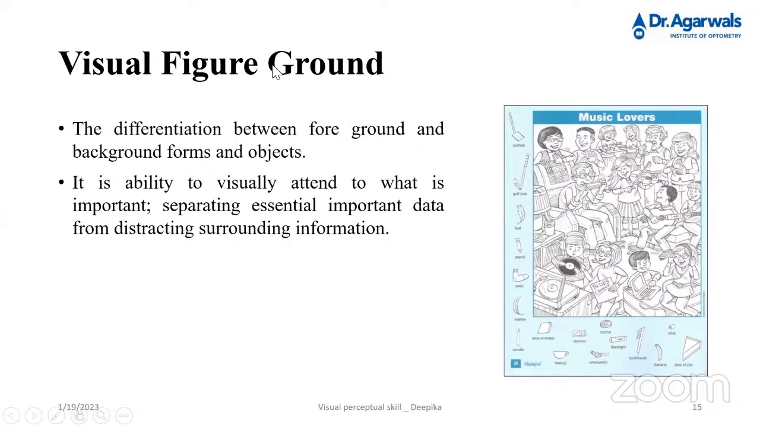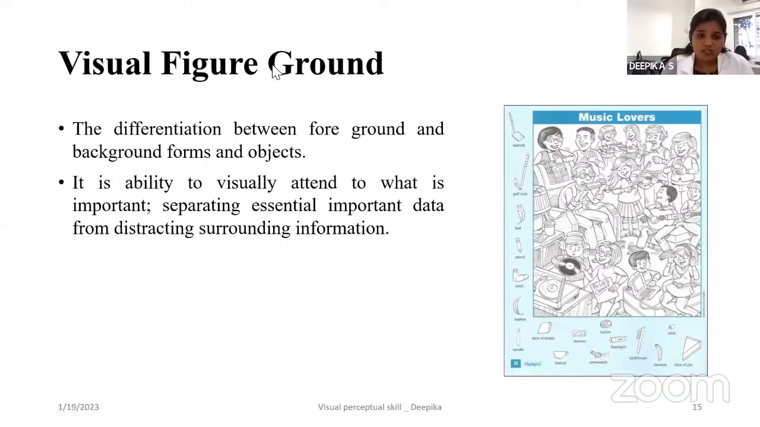Okay. Visual figure ground. It is the differentiation between the foreground and the background forms in objects. It is the ability to visually attend to what is important, separating essential, important data from distracting surrounding information.